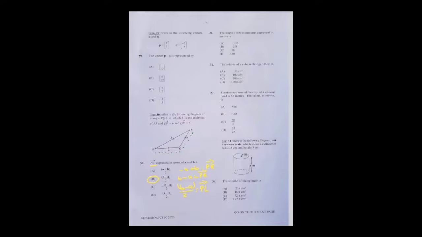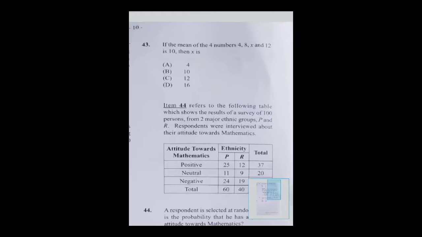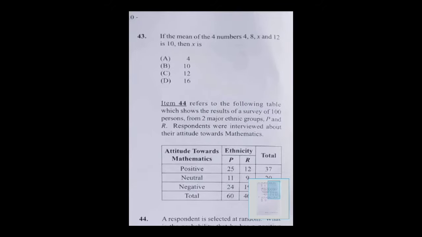Moving on to another question. Let's see. Pretty easy. Some of these we've worked already in the January 2020 and 2019 May June. Let's work question 43 now. It says if the mean of four numbers 4, 8, x and 12 is 10, then x is, so we need to find the value of x.